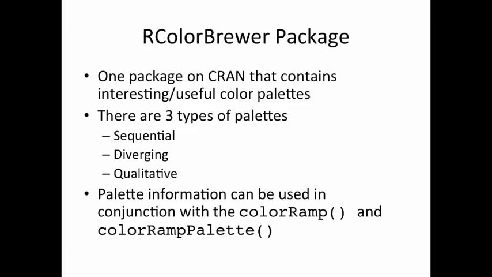So the three types of palettes that you can get from the R Color Brewer package are the sequential palettes, the diverging palettes, and the qualitative palettes. So the sequential palettes are used for data that are ordered. You can think of this as being used for numerical data or continuous data. It doesn't have to be continuous, but the idea is that the data are ordered from low to high.